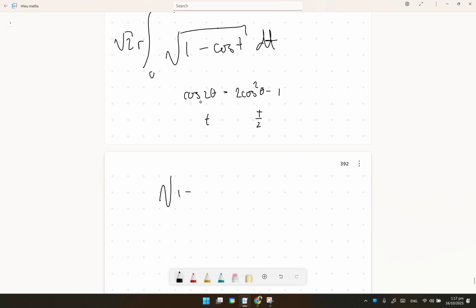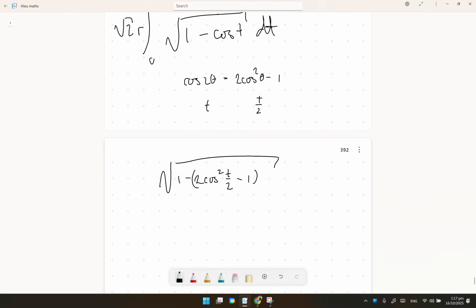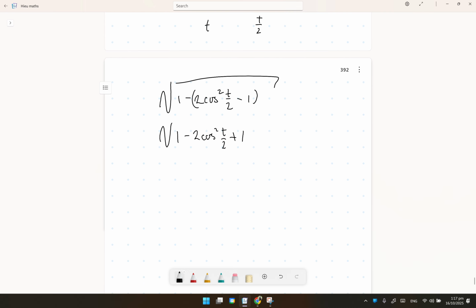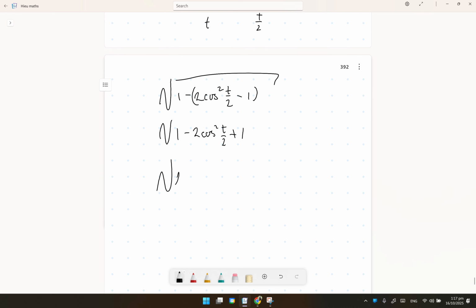So 1 minus, and then whatever it is. So 2 minus, let's do this, minus cos squared t over 2 minus 1. And the minus minus, so that's going to end up with 1 plus 1, right? 1 minus cos squared t over 2. And minus minus 1 is plus 1. So what we end up with is 2 minus 2 cos squared t over 2.